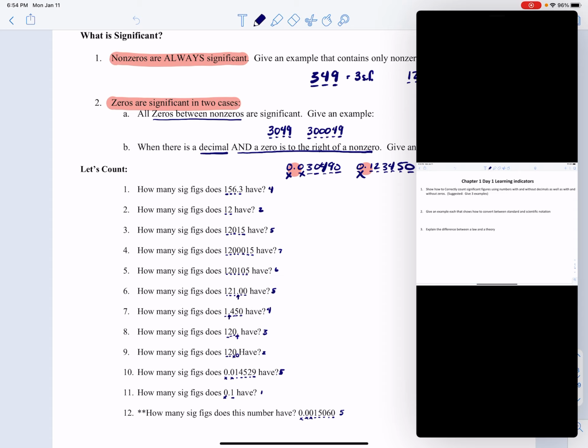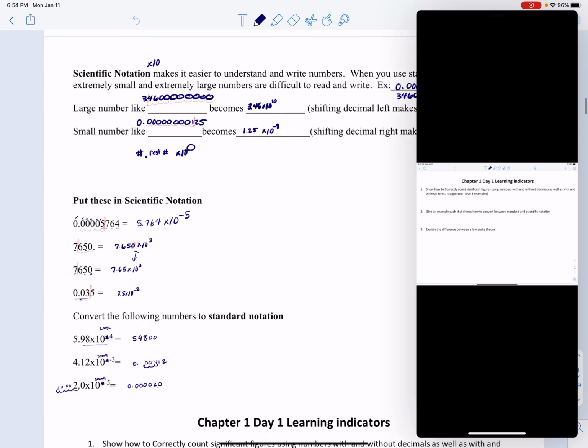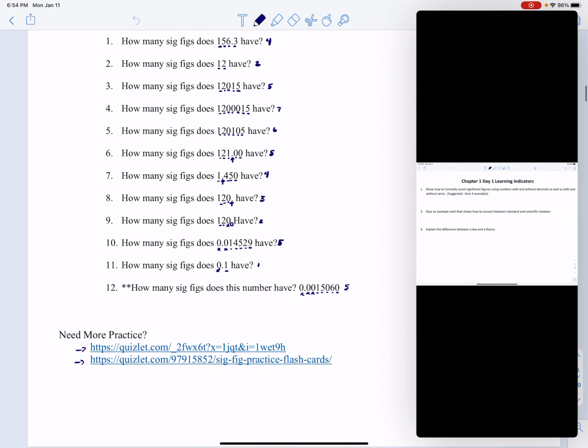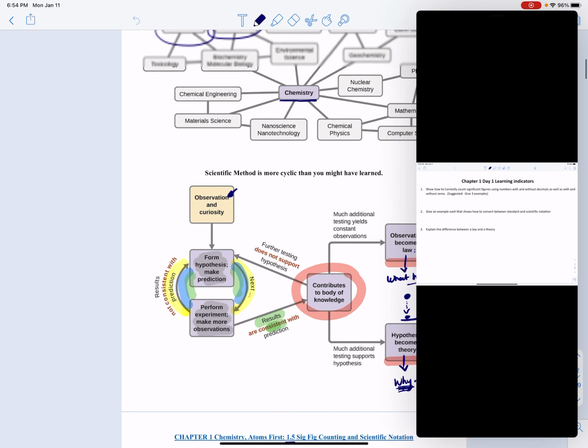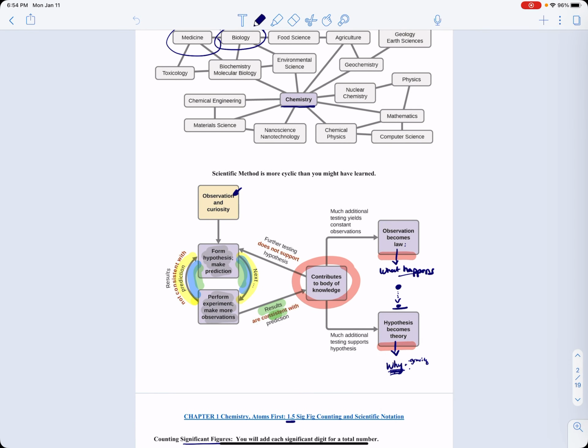The next question is, give an example that shows how to convert between standard and scientific notation. So let's go on into this section and look right in here. This whole section converts between standard and scientific notation. And then the last one is, explain the difference between a law and a theory. Well, if we go to the very top, remember we were talking about the scientific method, and we were saying that the law is what happens and the theory is our explanation for why it happens.